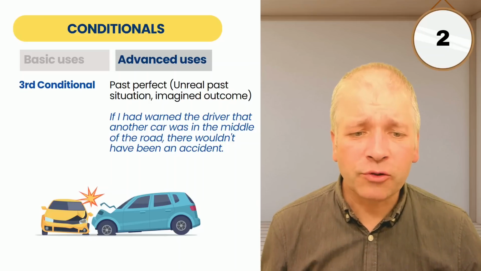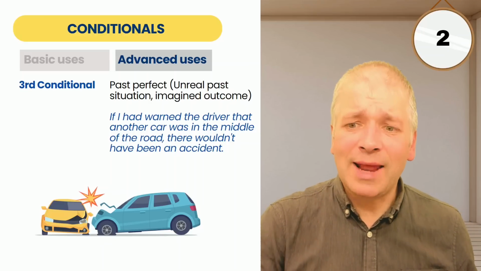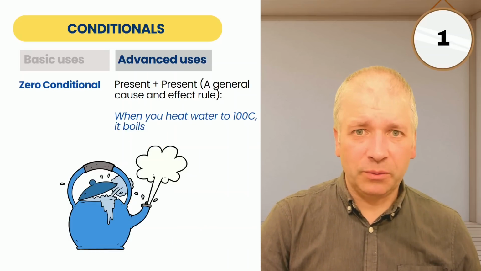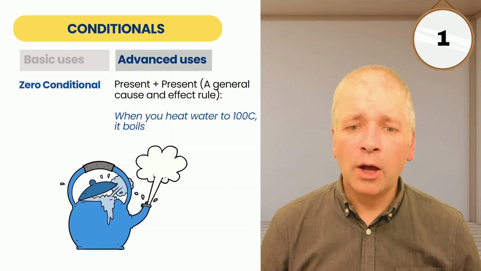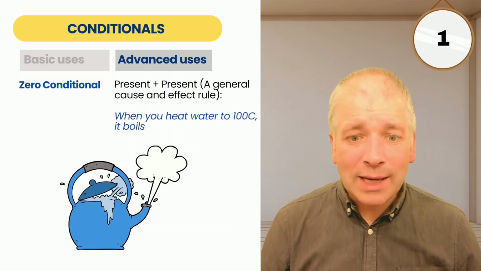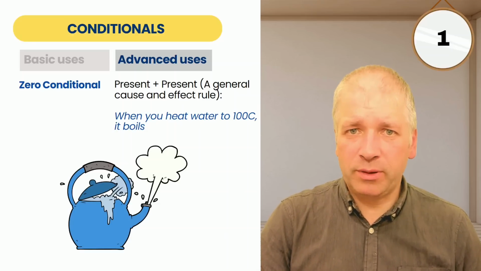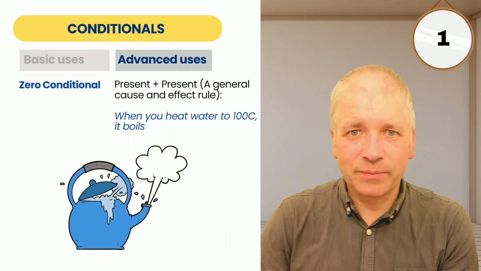If I had warned the driver that another car was in the middle of the road, there wouldn't have been an accident. And lastly, the zero conditional. Here we use the present tense in both clauses, where we're simply presenting a general cause and effect rule. When you heat water to 100 degrees centigrade, it boils. It's a general rule. Do this and that will always happen.